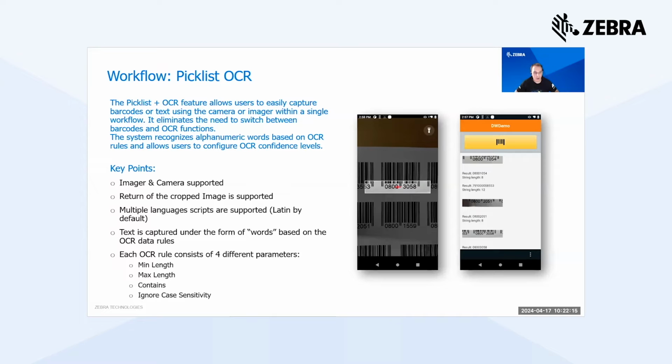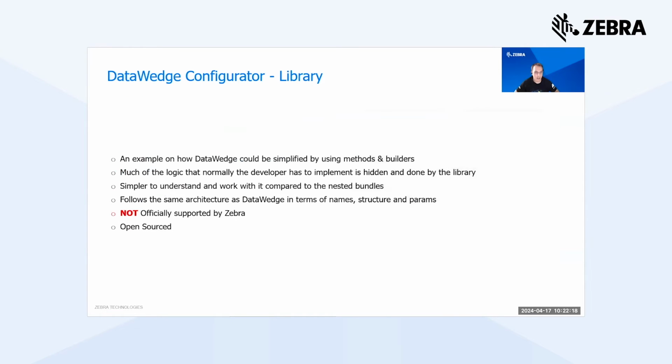And that's Picklist OCR. So if we can go to the next slide. One more thing about DataWedge before transitioning to Identity Guardian is related to a library. For those who are working with DataWedge, probably they are aware of how difficult it could be sometimes to work with DataWedge on the code side, like for instance creating complex configurations and working with nested bundles.